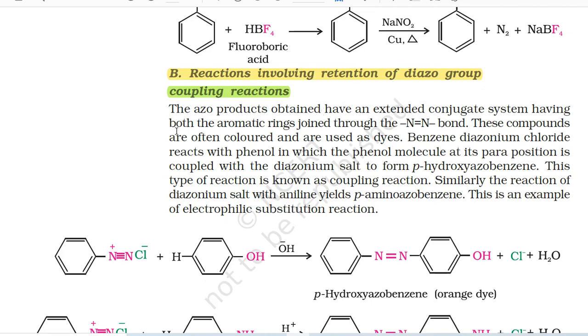B. Reaction involving retention of diazo group. Coupling reactions. The azo products obtained have an extended conjugated system having both the aromatic rings joined through the N=N bond. These compounds are often colored and are used as dyes.